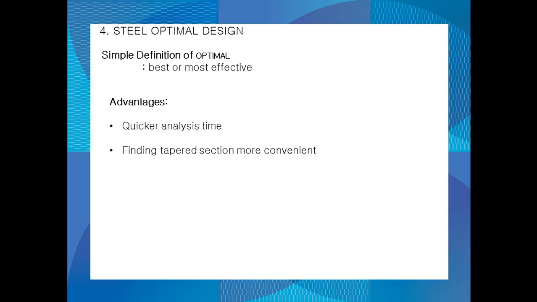So finding taper sections is more convenient. Yes, this is what I was talking about regarding if one continuous member has a lot of nodes in between, and if one end was 300 and the other end was 600, so if they had like 5 nodes, then trying to find the end of one node is quite difficult if you don't use AutoCAD.